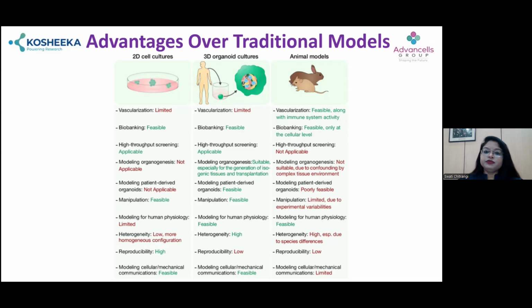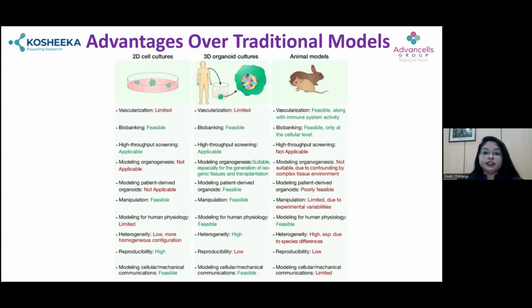And reproducibility will be high because it's one type of cell, and it's a homogeneous population. So you can reproduce these results. And modeling cellular and mechanical communication will be feasible with these cells.